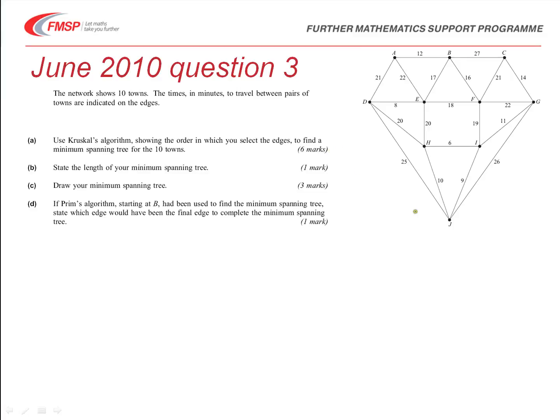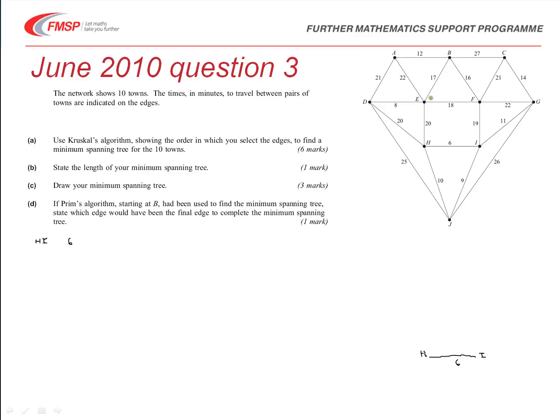With Kruskal's we look for the minimum edge. The minimum edge here is from H to I, so let's start by drawing that edge on our diagram, H to I, a length of 6. In our list we put HI 6 as our first edge.